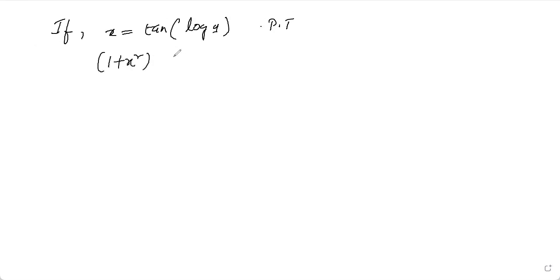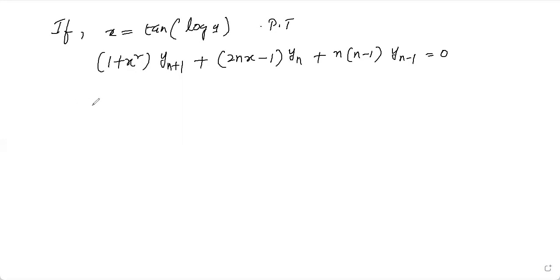Now let us say this. If we have x is equal to tan of log y, and we need to prove that 1 plus x square into y n plus 1 plus (2nx minus 1) into yn plus n into n minus 1 y n minus 1 is equal to 0. So let us see this. How do we solve this?